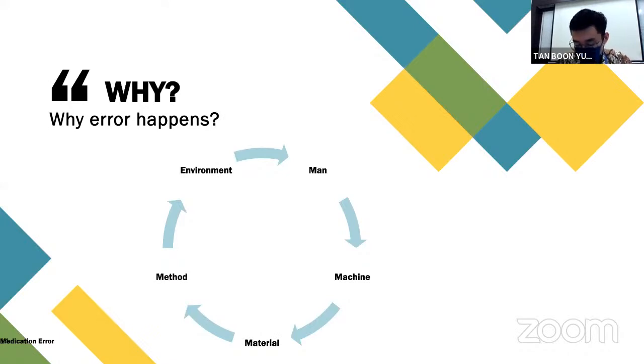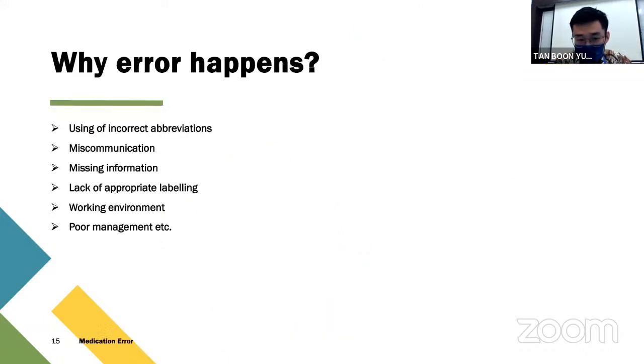Okay, and also environment. Environment can be based on the hazard, like noise hazard. Okay, whether the working area is conducive, whether it is too cramped, or the place where things are kept is too far, or how it is arranged. So those are the factors that cause errors. So these are the examples.